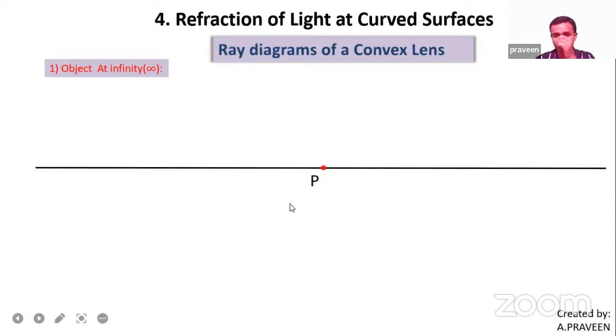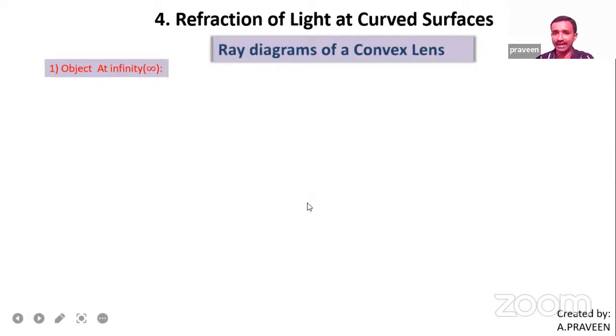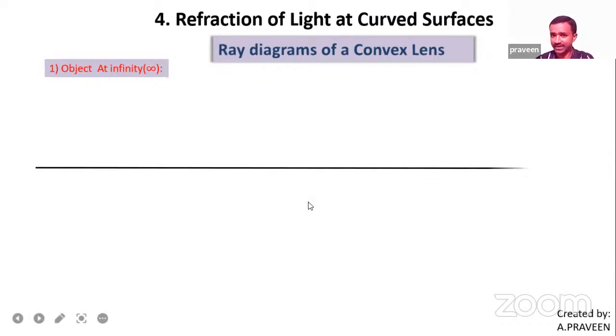Then exactly at the midpoint of this line, identify a point and name it as pole. For any lens, it may be concave lens or convex lens, these logics only we will follow throughout the ray diagrams. So first thing, draw a line horizontally, then identify a point exactly at the middle and name it as pole. Then draw a perpendicular line passing through this to identify as a lens.